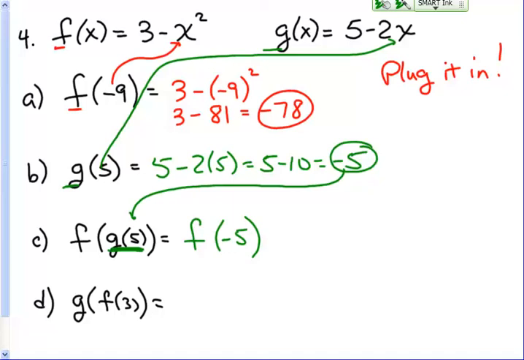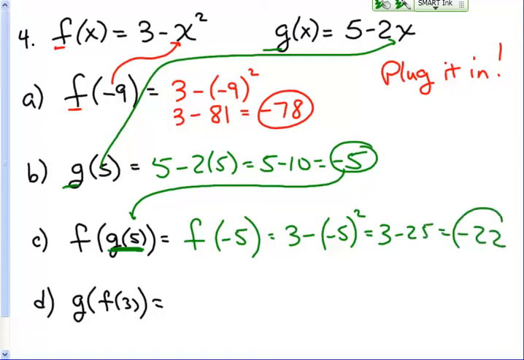Now we can substitute negative 5 into my f function, paying attention to your negative signs again. So we get 3 minus 25, or we get negative 22. That number is our final answer.